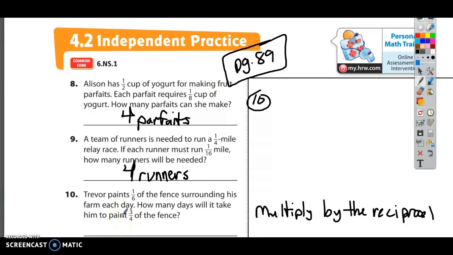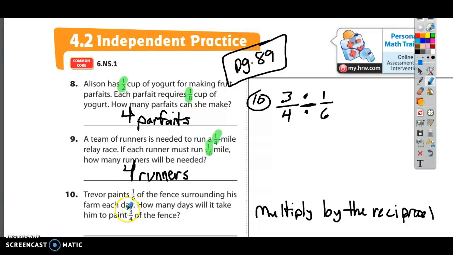So we do 3/4 of the fence divided by 1/6. To set number 10 up correctly, you take the total, 3/4, and divide it by the part, which is 1/6. This is the part that he's painting each day. So this is the first one. In numbers 8 and 9, they gave you the numbers in the correct order: 1/2 divided by 1/8, 1/4 divided by 1/16. In number 10, they gave it to you backwards.